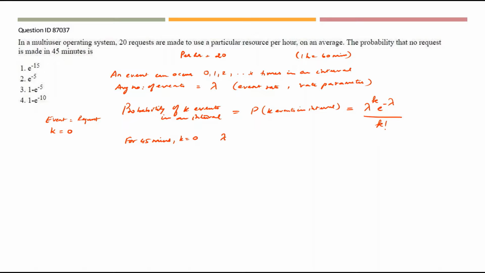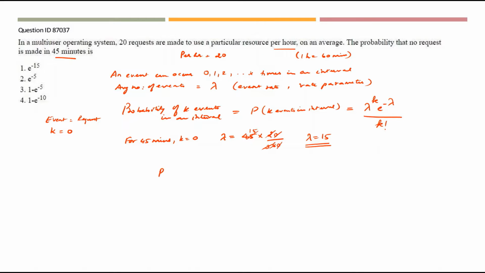So we have to find lambda. Lambda is equal to 45 into, for 1 hour we have 20 requests, so 20 divided by 60. 45 is in terms of minutes and 1 hour is also converted to minutes. Dividing by 60 we are converting it to minutes. Now if we cancel this 0, 2 into 3 times, 3 into 15 times, lambda is equal to 15. So the average number of events will be 15.